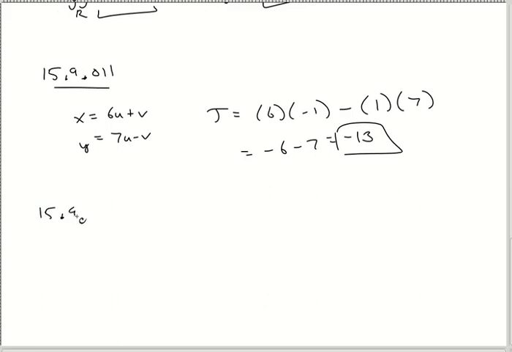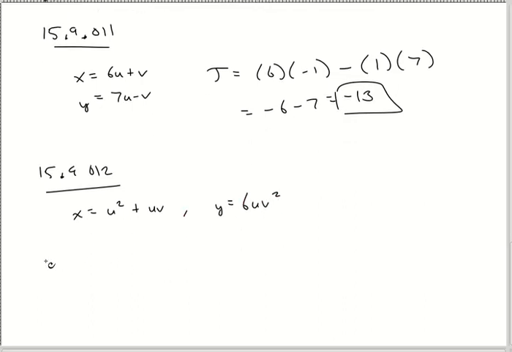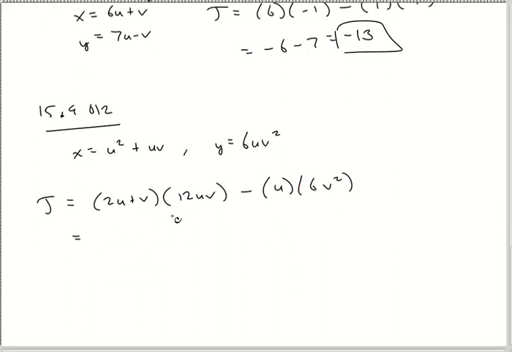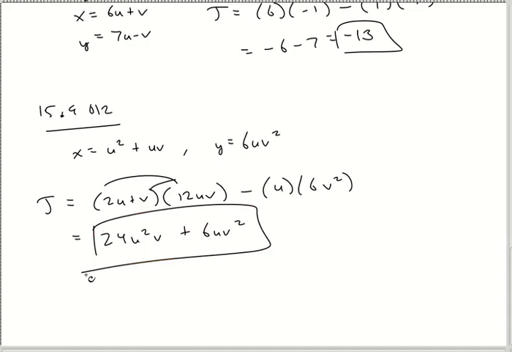Next one. 15.9.012: I have x equal to u squared plus uv, and y equal to 6uv squared. So what's my Jacobian going to be? X in terms of u is 2u plus v, if you take your derivative there. And then y in terms of v is going to be 12uv, minus. Now, x in terms of v is just a plain old u, and y in terms of u is 6v squared. You could, of course, distribute and simplify, and it takes a minute. So I get 24u squared v plus 6uv squared. So there's my final answer after simplifying.